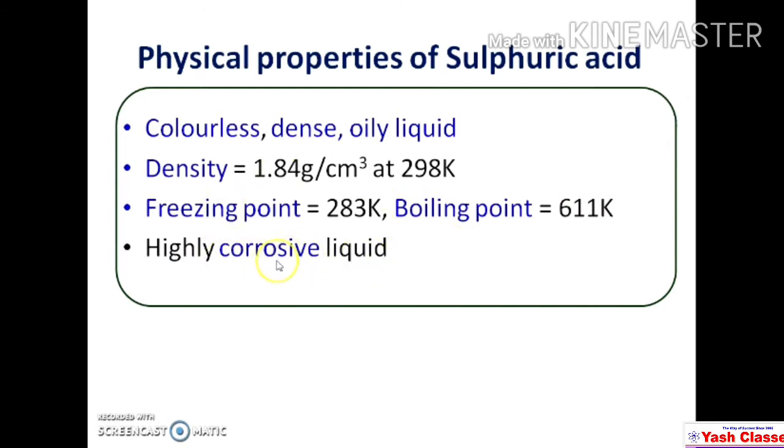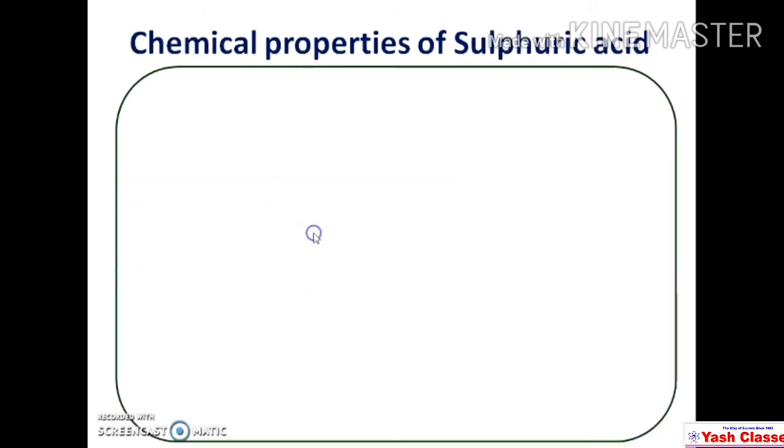Now as soon as it comes in contact with any metal or any active element, it oxidizes that element. It is corrosive. Sulfuric acid is a highly corrosive liquid. These are the physical properties. Now, chemical properties of sulfuric acid. First of all, the acidic property of sulfuric acid.